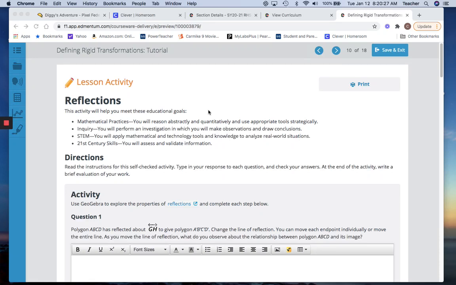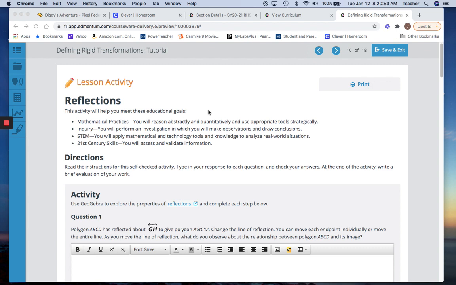Alright, hey you guys, we're back to defining rigid transformations. I'm on page 10, which is called reflections. So one more time, a rigid transformation is any kind of rotation, reflection, or translation of a pre-image, which is your original figure, to a new position. That's called the image. You can do a combo of those. You just can't do a dilation.